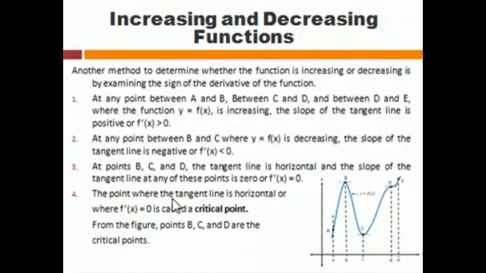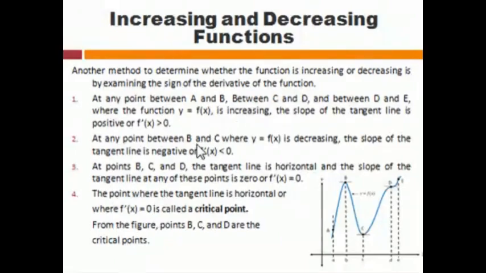Another method to determine whether the function is increasing or decreasing is by examining the derivative of the function, or the first derivative, the slope, y prime. At any point between a, b, so this is point A, point B, between C and D, this is point C, point D, where the function y equal f of x is increasing, the slope of the tangent line is positive, or the derivative, first derivative, f prime x is greater than 0. Okay, so if you have a slope that is greater than 0, the slope is leaning to the right.